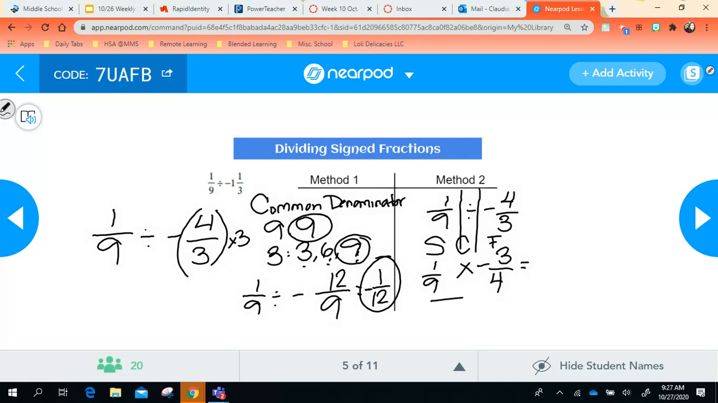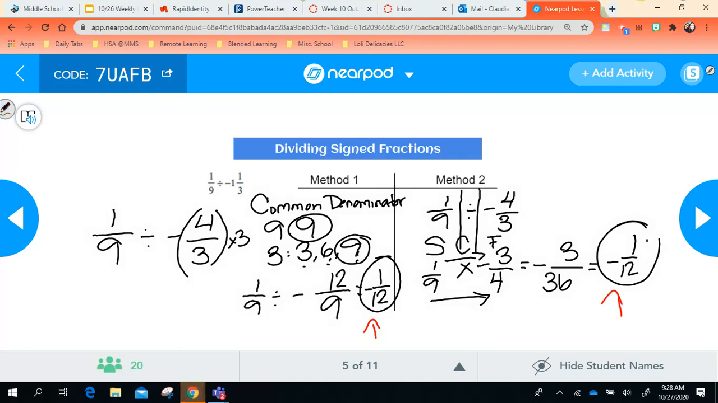And then you multiply it across like a multiplication problem. So a positive and a negative gives you a negative. You have to look for it. Don't guess. 1 times 3 gives me 3. And 9 times 4 gives me 36. And then if you simplify it, it gives you negative 1/12, which is the same answer.